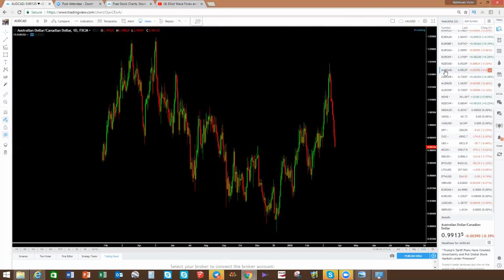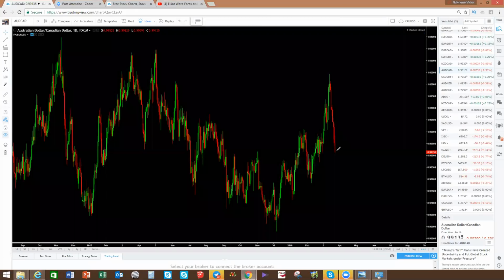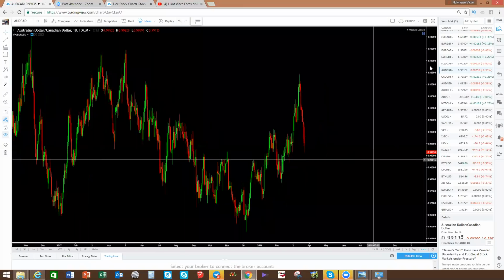I'm not going to do all the CAD pairs. So AUDCAD, similar to New Zealand CAD, you can see the big reversal. Look for something like this for continuation to the downside, minimum back to this level. That's AUDCAD. All right, so we didn't do silver and gold, so let's look at silver and gold.